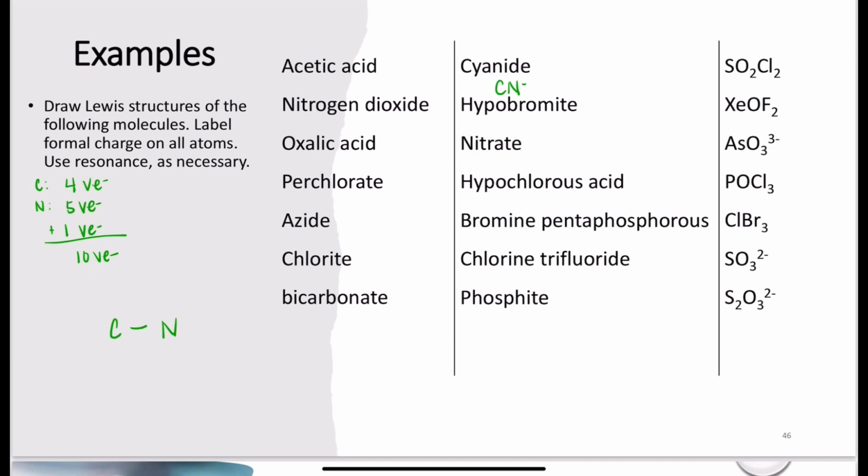I'm going to give one of them their octet. Let's just start with nitrogen. 2, 4, 6, 8, and then give carbon its 10. Carbon does not have an octet yet, so nitrogen definitely needs to share some electrons. If nitrogen shares 1 set of electrons, carbon still does not have its octet.